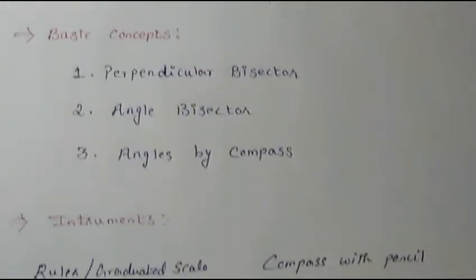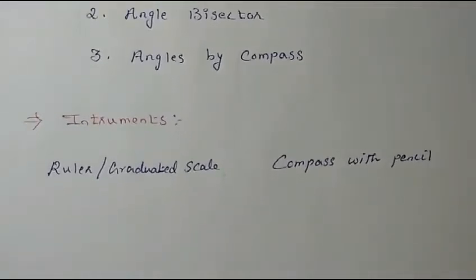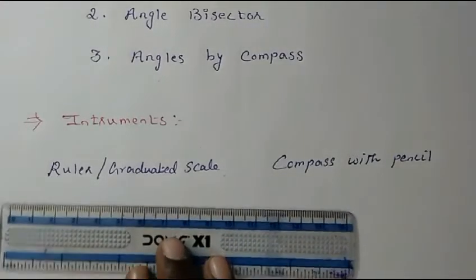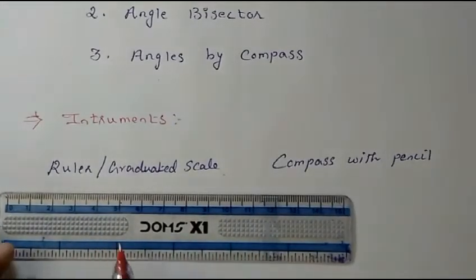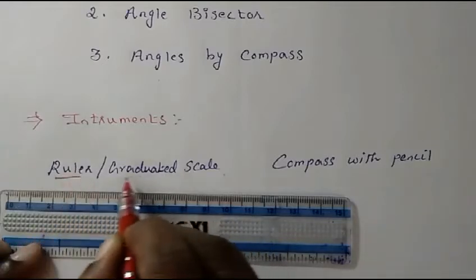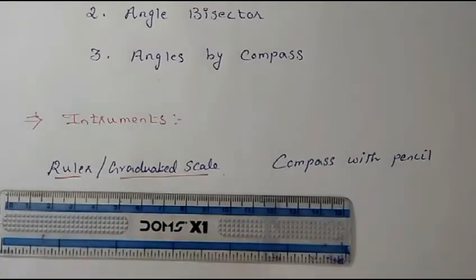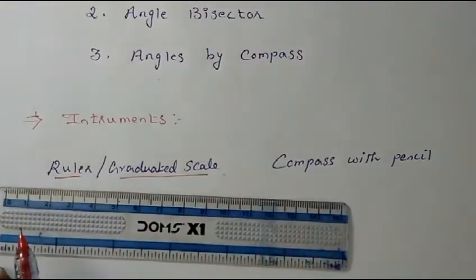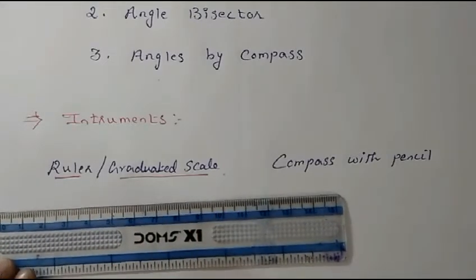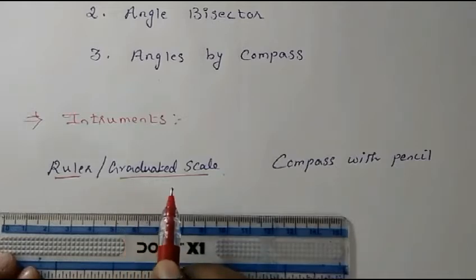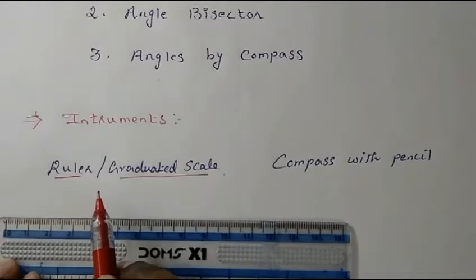And the instruments that are needed for geometrical concepts: one is called a ruler or graduated scale. So you have it in your compass box. This is called the ruler. Either you call it ruler or graduated scale, where you have centimeters given on one side and inches on the other side. That you call a graduated scale.